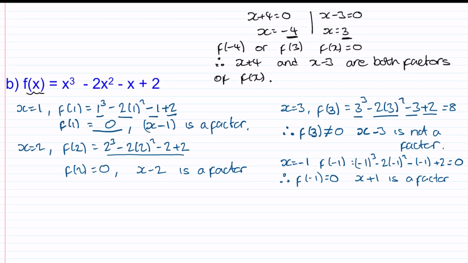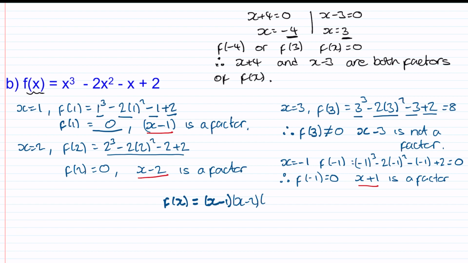So finally, now we have our 3 factors, x minus 1, x minus 2, and x plus 1, we can write f of x as a product of these 3 factors. So x minus 1 multiplied by x minus 2 multiplied by x plus 1. Okay, let's try another question.